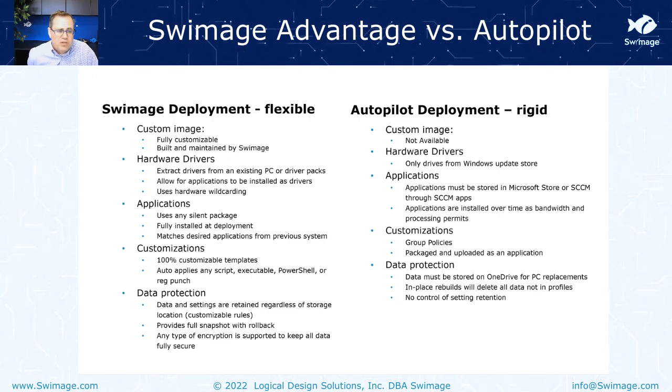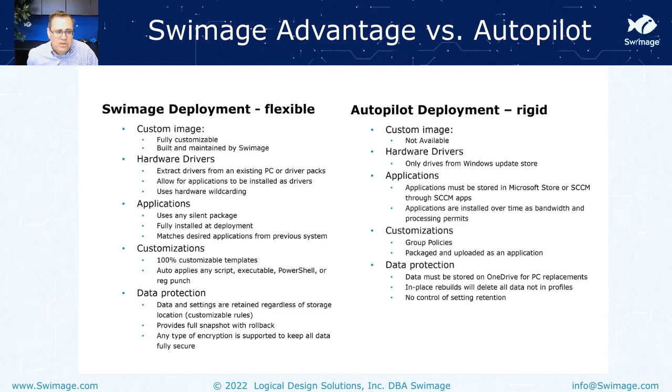Okay. And then data protection, we protect data no matter where it's at. It detects where the data is at based on rules. It keeps data where it's located. If you want to migrate data with Swimage, to go, I want to go from localized data to OneDrive, you can do that. If you're already in OneDrive, Swimage can handle that. And it'll migrate data wherever, however you want.